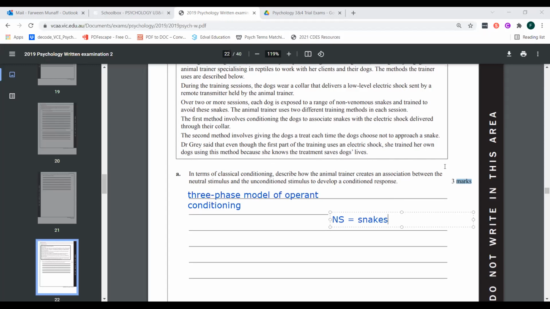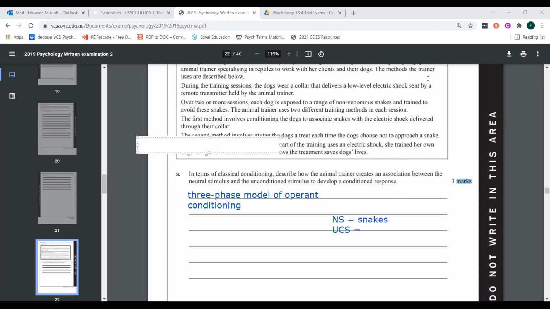And you need to also talk about the fact that the unconditioned stimulus is the thing that would naturally cause some kind of fear or some kind of anxiety within the organism. So in this case, the unconditioned stimulus is going to be the electric shock.